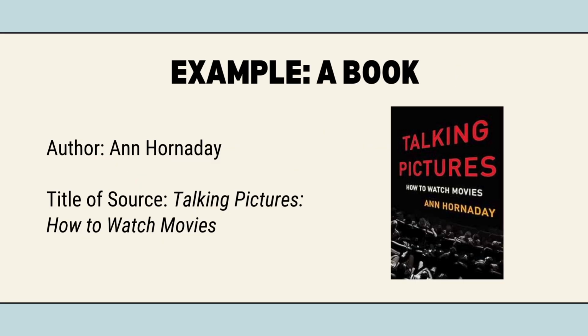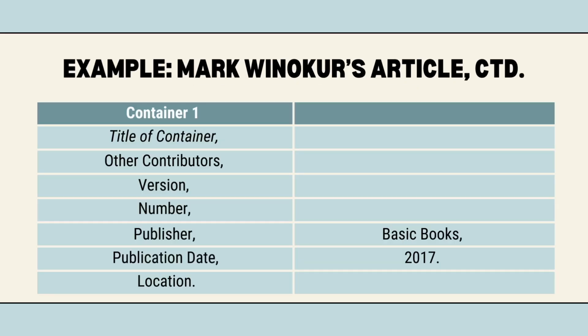So let's take a look at another example you might have, a book. This example is Anne Hornaday's book, Talking Pictures, How to Watch Movies. Looking at our container for the book, the publisher is Basic Books, which is followed by a comma, and then the publication year, which is 2017, followed by a period.